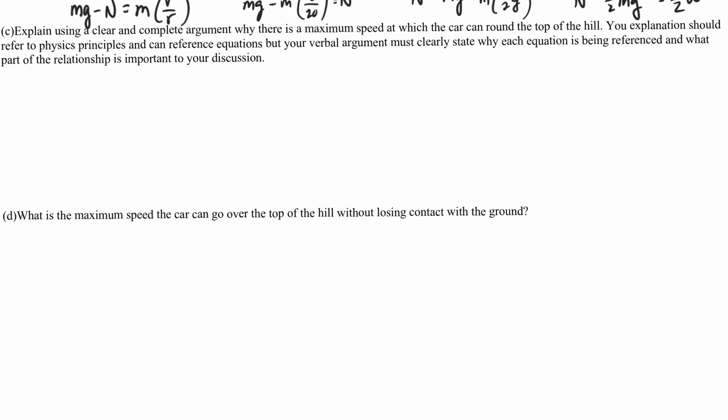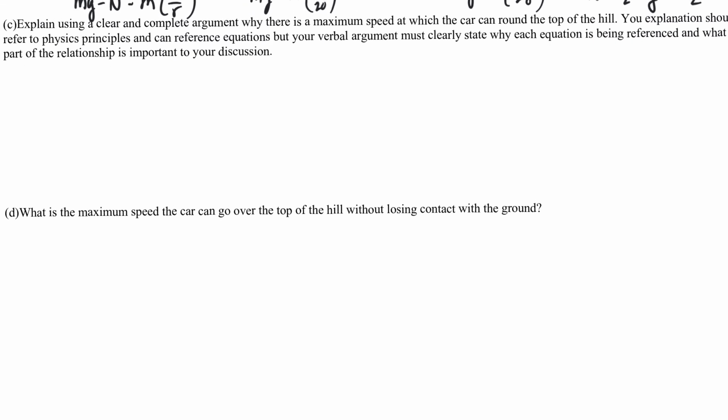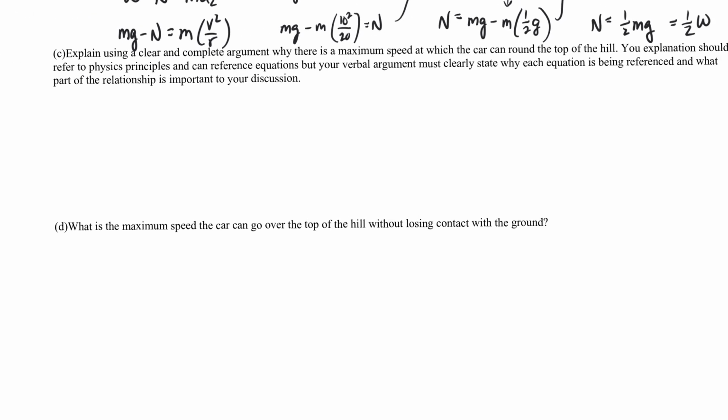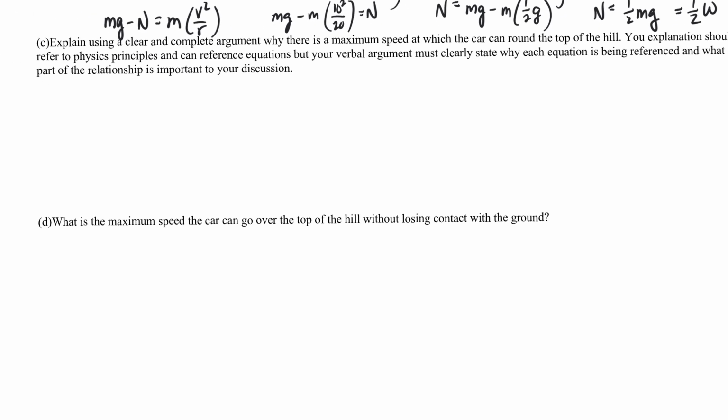All right, next question. Explain using a clear and complete argument why there is a maximum speed at which the car can round the top of the hill. Your explanation should refer to physics principles and can reference equations, but your verbal argument must clearly state why each equation is being referenced and what part of the relationship is important to your discussion. All right, I'm going to use one relationship. I'm going to use weight minus normal equals m v squared over r, something that I got from the last bit of work. This is the net force relationship at the very top of the hill.